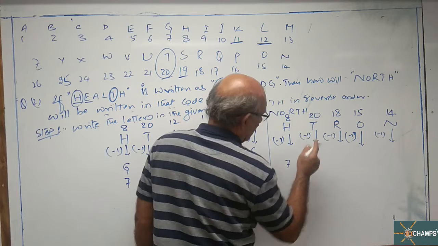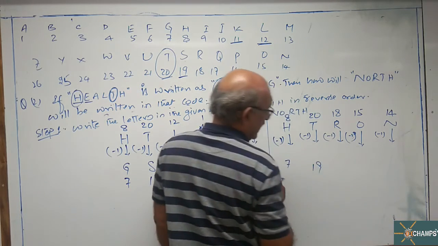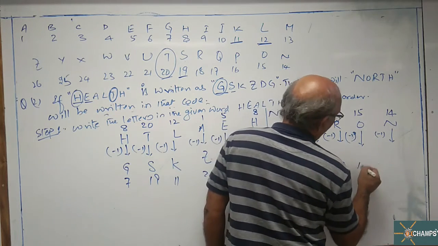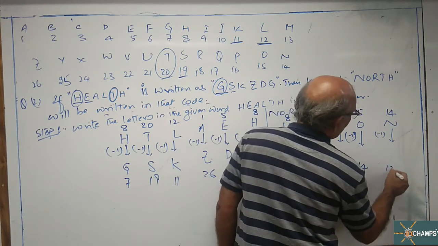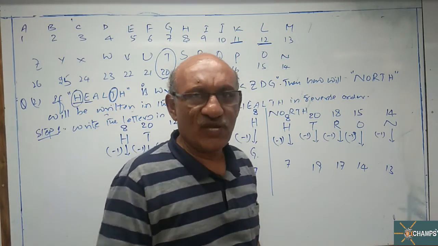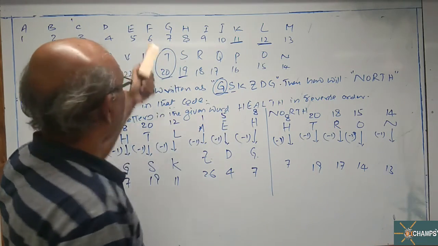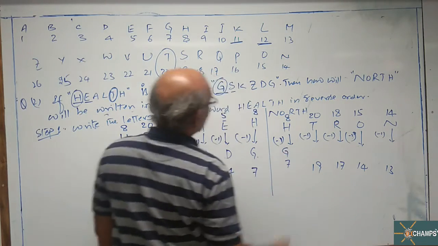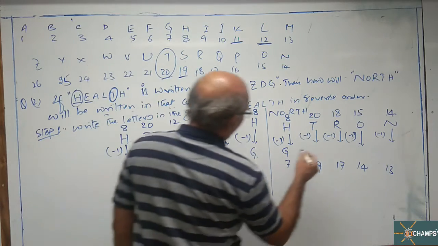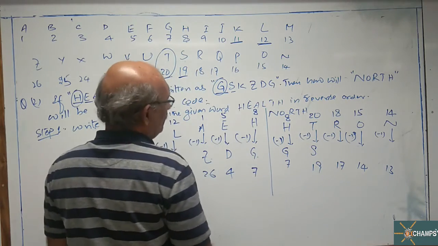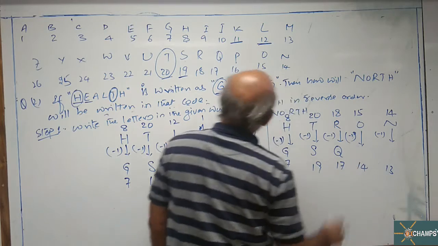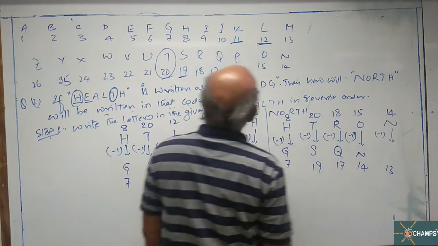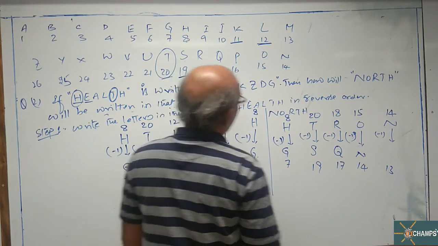8 minus 1 is 7 here. 20 minus 1 is 19. 18 minus 1 is 17. 15 minus 1 is 14. 14 minus 1 is 13. First the numbers are written. Now I list the alphabets. 7 represents which alphabet? G. 19 will represent which alphabet? S. 17 will represent which alphabet? Q. 14 will represent N. 13 will represent M.